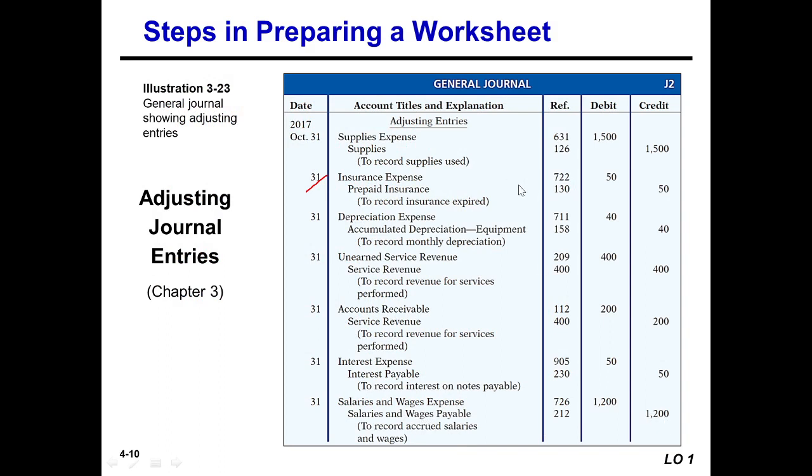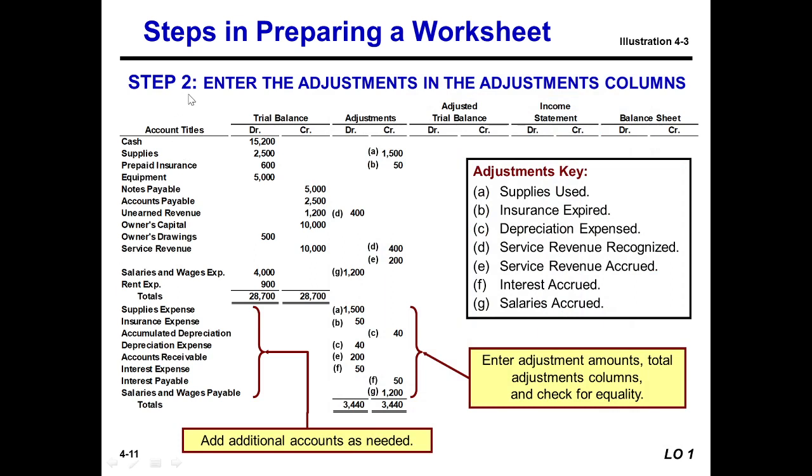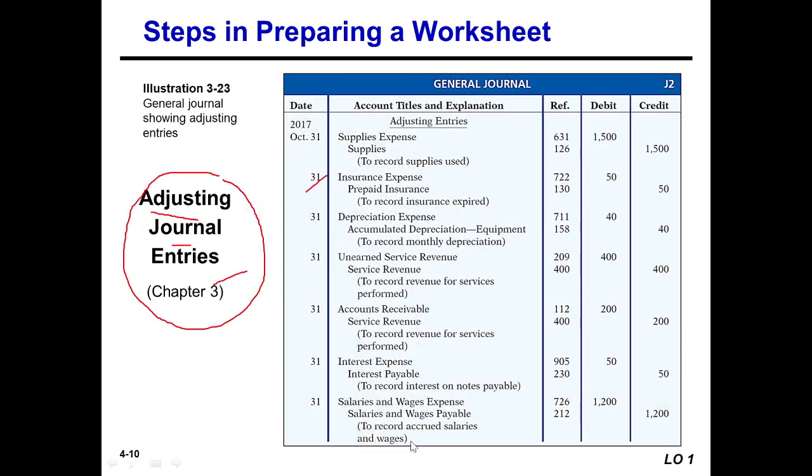Now please, on the next slides, just recall this is the journal showing adjusting entries and adjusting journal entries. From chapter 3 we have learned this. Now step 2, enter the adjustments in the adjustment columns. Now please look here. Here we have 7 adjusting entries.